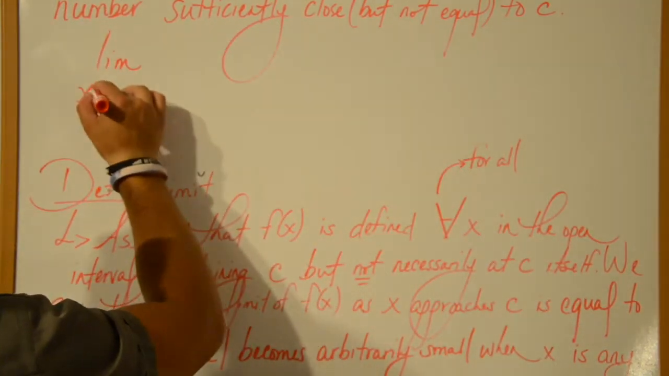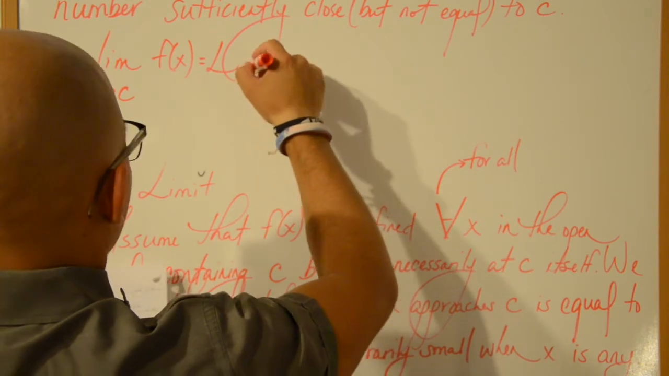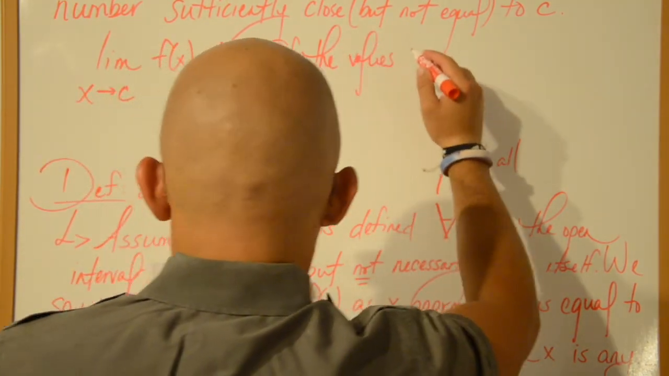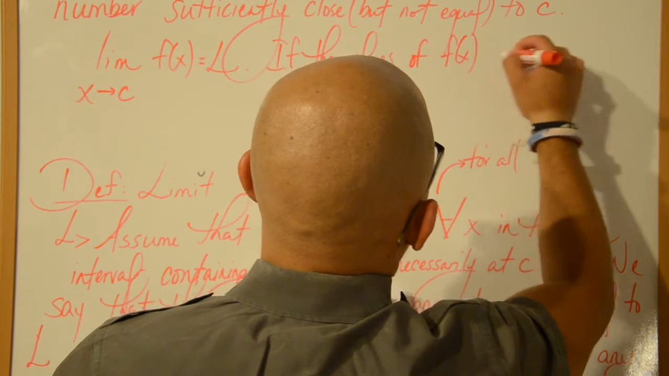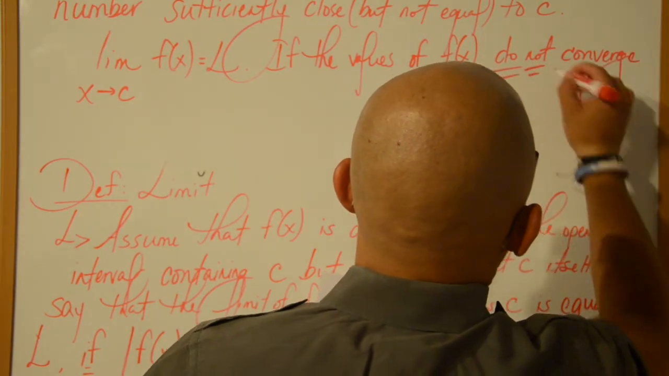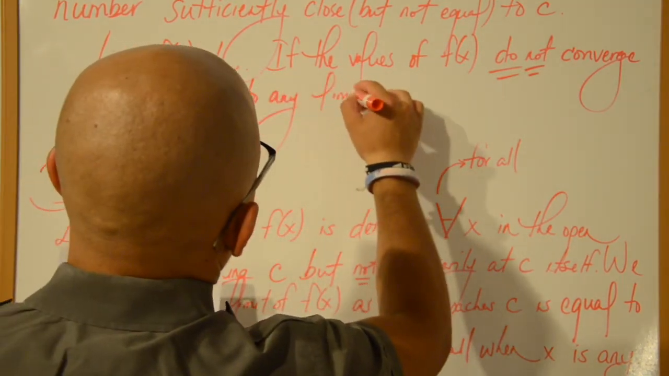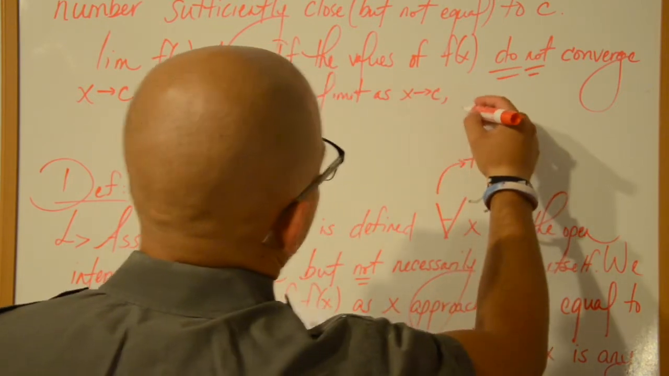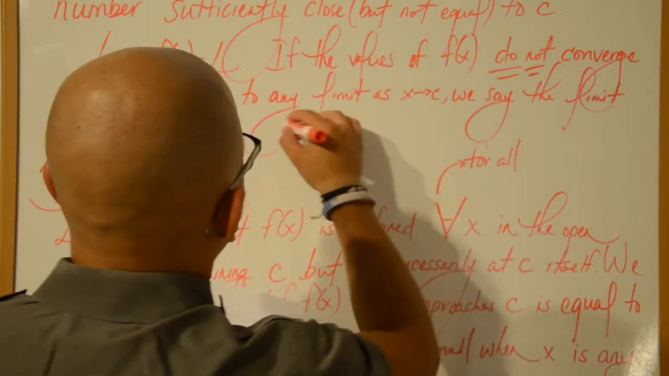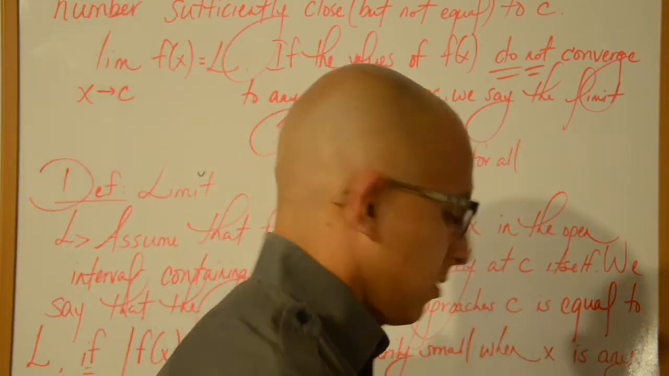We can then write the limit as x approaches C of f of x equals L. If the values of f of x do not converge to any limit as x approaches C, we say the limit does not exist. All right?